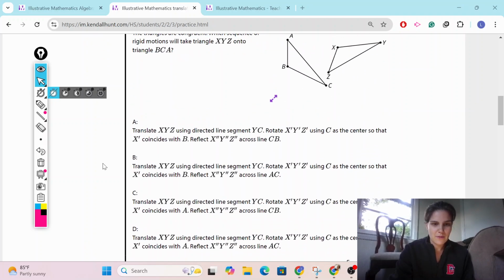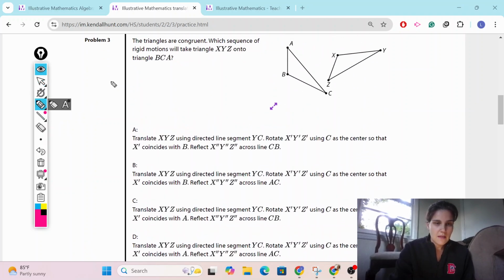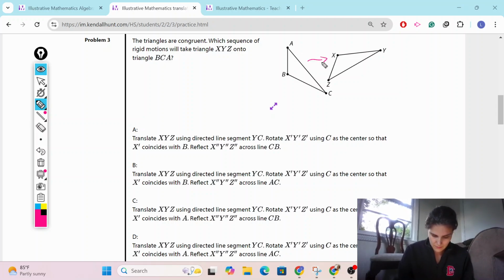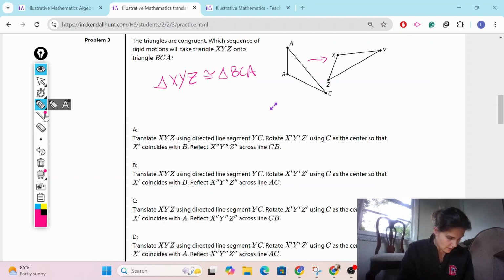Problem number 3. Oh, this has a lot of reading. The triangles are congruent, so this guy is congruent to that guy. Which sequence of rigid motions will take triangle XYZ onto triangle BCA? So I'm just going to write this out because XYZ is going to go on top of BCA. So I know X goes to B, Y goes to C, Z goes to A, because that's the order of the letters. And I'm going to now look through all of my answers.